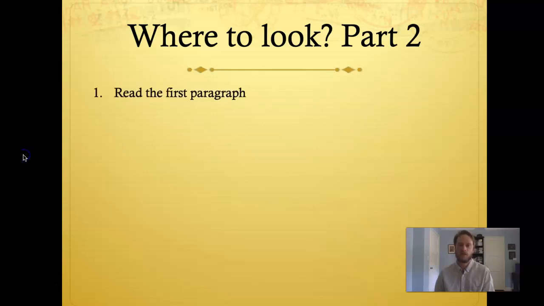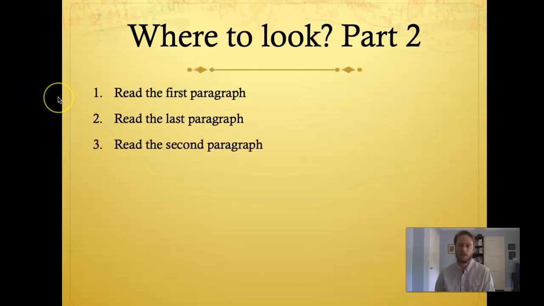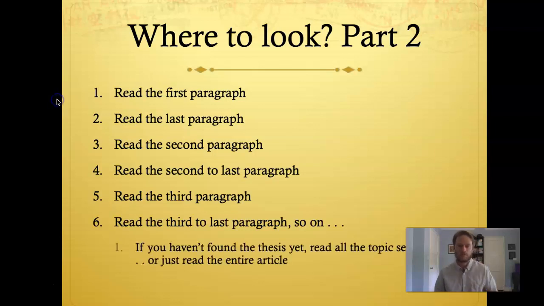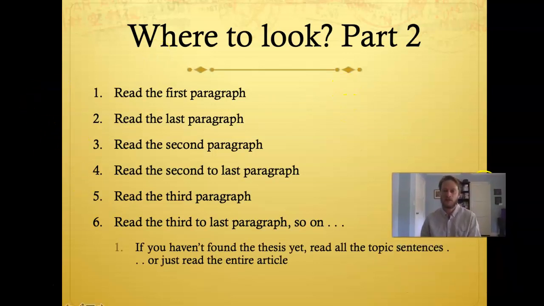Where to look, part 2. Okay, so read the first paragraph to look for it. If it's not there, read the last paragraph. If it's still not there, read the second paragraph in the essay. If it's not there, read the second to last paragraph to look for the thesis. You get the pattern. If it's not there, read the third paragraph, and if it's not there, read the third to last paragraph, and so on and so forth. If you haven't found the thesis yet, I would skim through and read all the topic sentences. And if you still don't find it, just read the entire article.